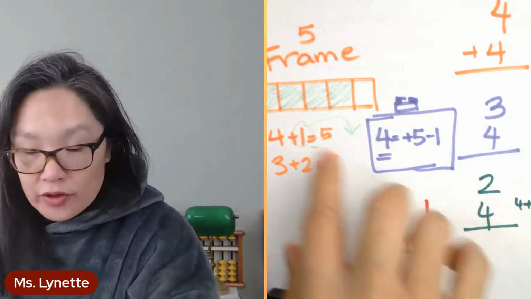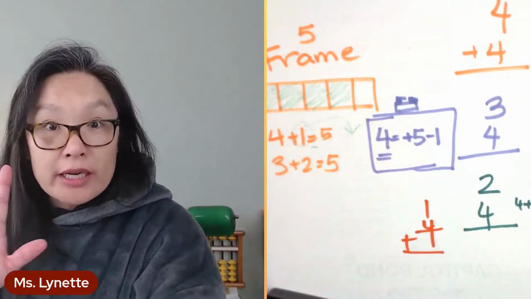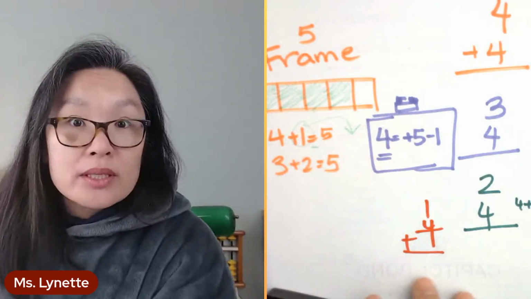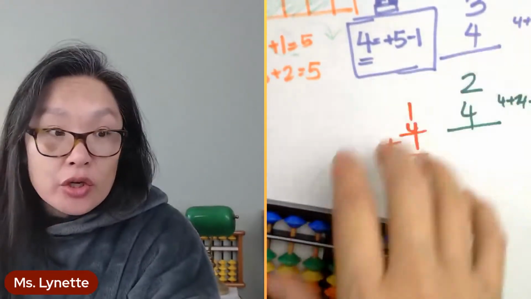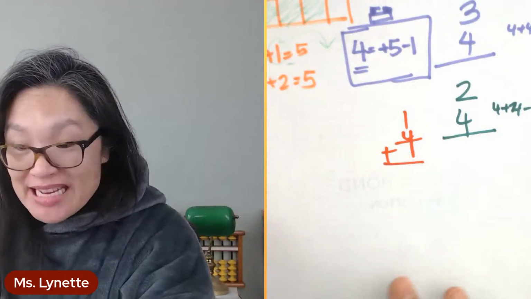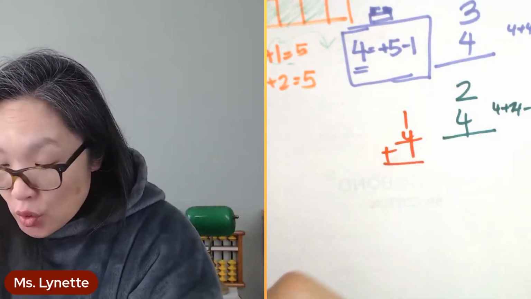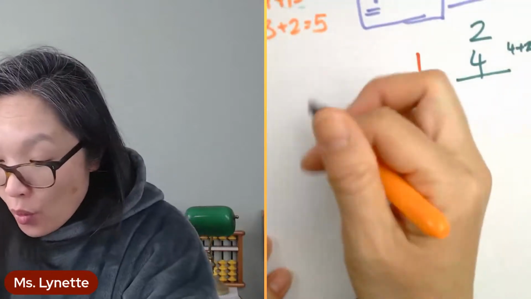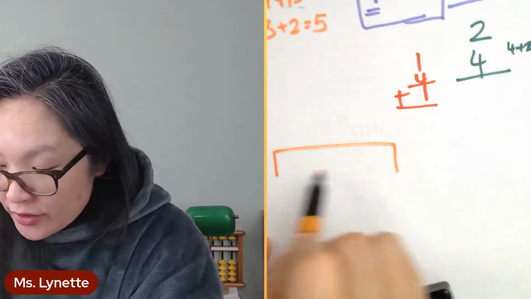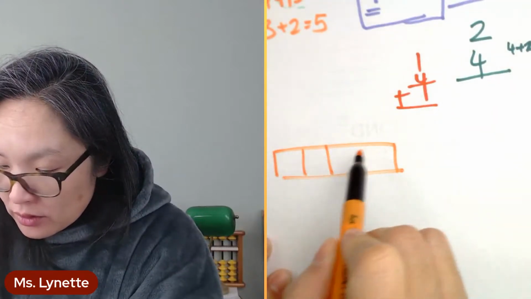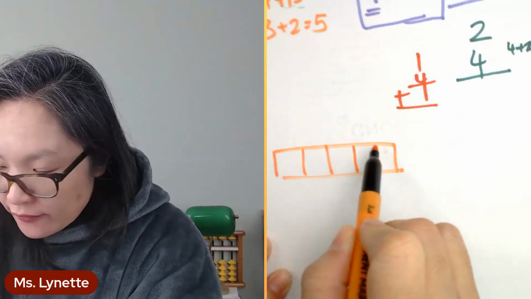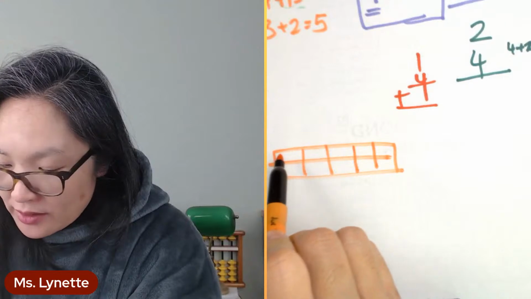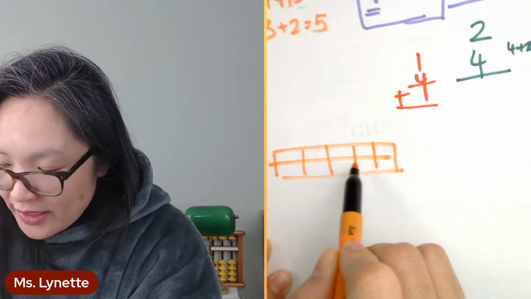So let's take it one step further. We talked about the 5 frame, which is great. Not a problem. We understand that 4 plus 1 is equal to 5. What's after the 5 frame is the 10 frame, right? In school, we're teaching children how to do a 10 frame. What is a 10 frame? Anyways, so there's my 10 frame, right? There's 10 boxes. 1, 2, 3, 4, 5, 6, 7, 8, 9, 10.